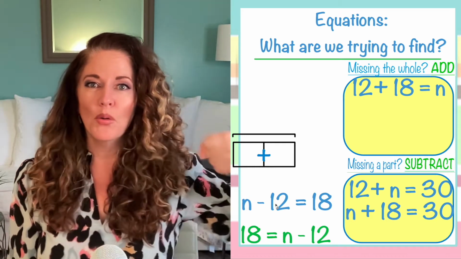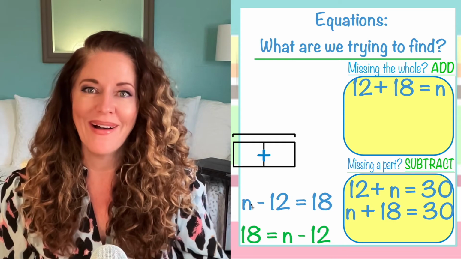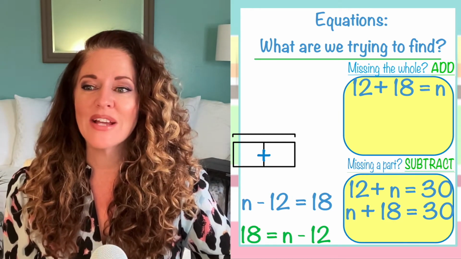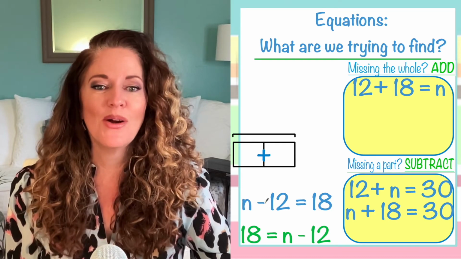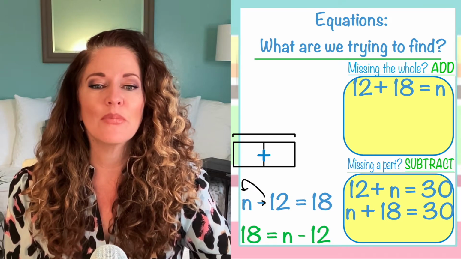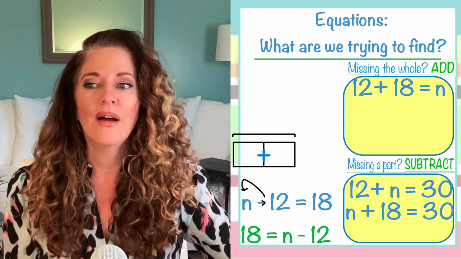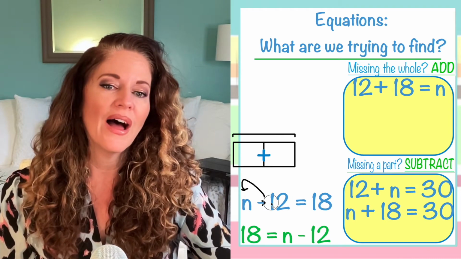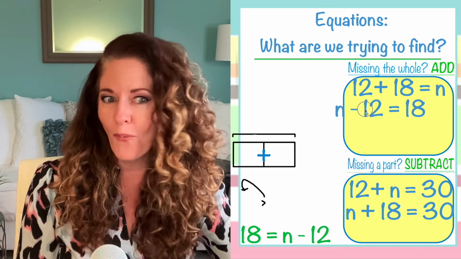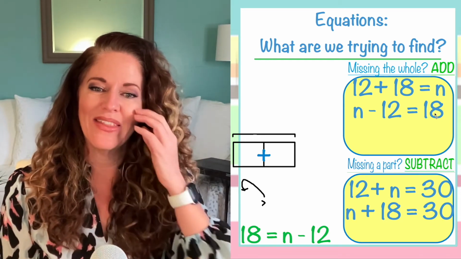So if I am pulling from the 12, then that means this N must be my whole, because we always pull from the whole. That subtraction symbol always points me to wherever my whole is. My whole is right here because I am pulling from it. So since I am pulling from that whole, I know that this one I must be adding, because if we're missing the whole, like I am, I have to add. So I put 12 and 18 together.